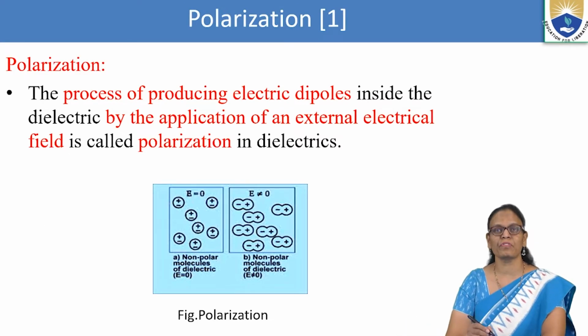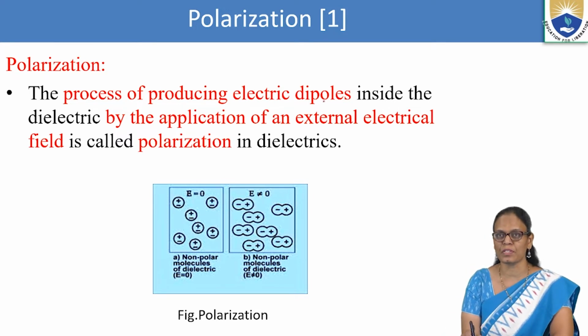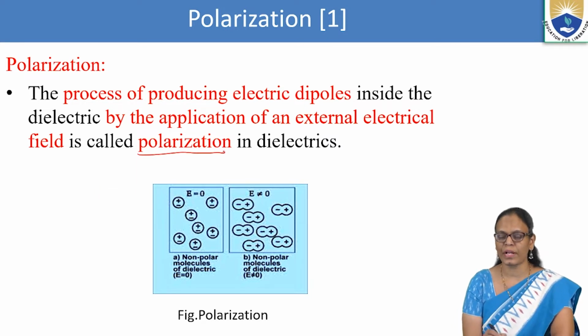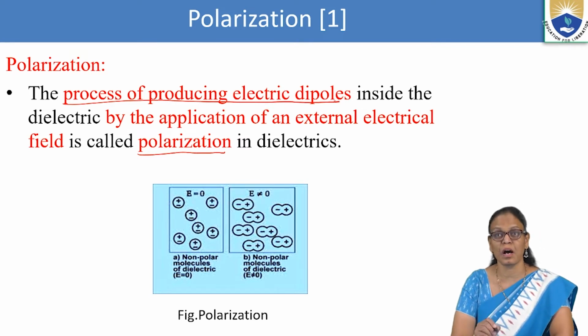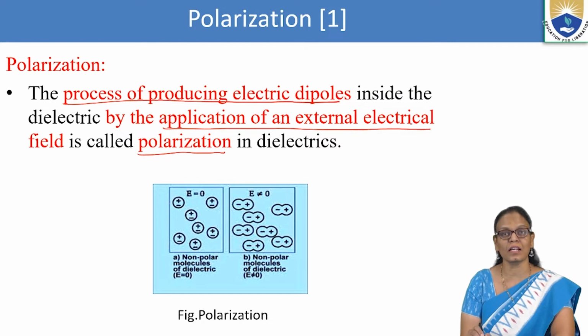Now coming to the definition of polarization: the process of producing electric dipoles inside the dielectric by the application of an external electric field is called polarization. So it is the process of producing electric dipoles. How are they produced? By the application of an external electric field. Now let us see the diagram.